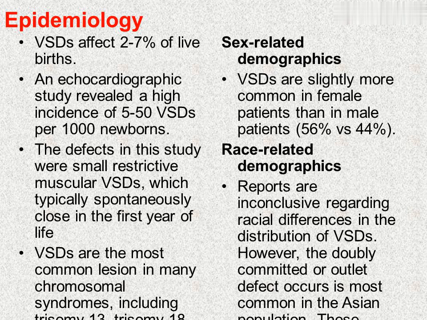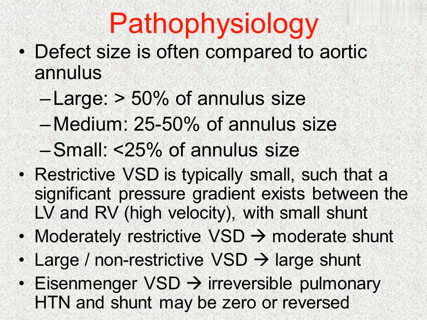Race-related demographics. Reports are inconclusive regarding racial differences in the distribution of VSDs. However, the doubly committed or outlet defect is most common in the Asian population. These constitute 5% of the defects in the United States but 30% of those reported in Japan.